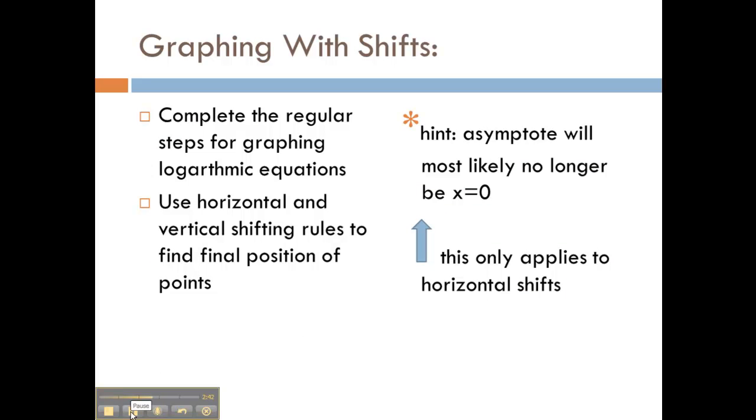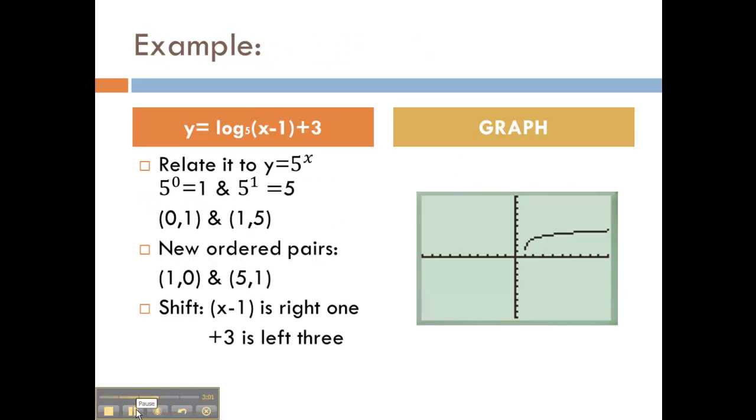Graphing with shifts. Complete the regular steps for graphing logarithmic equations. Use horizontal and vertical shifting rules to find final positions of points. And here's a hint for y'all. Asymptotes will most likely no longer be x equals 0. This only applies to horizontal shifts. Using the past rules, here's an example.